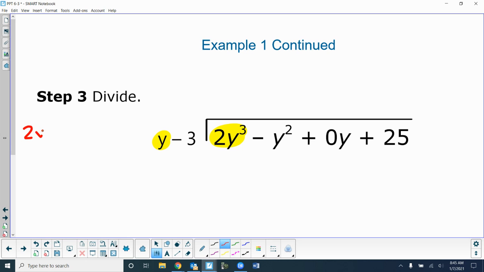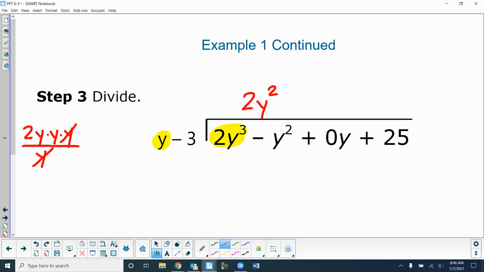2y to the third means this. Right? We all understand that. And we're dividing by y. So what happens to this y and that one? Done. So what's the answer? 2y squared. Where does that go? Top. Let's go. Okay? That's where that answer goes.